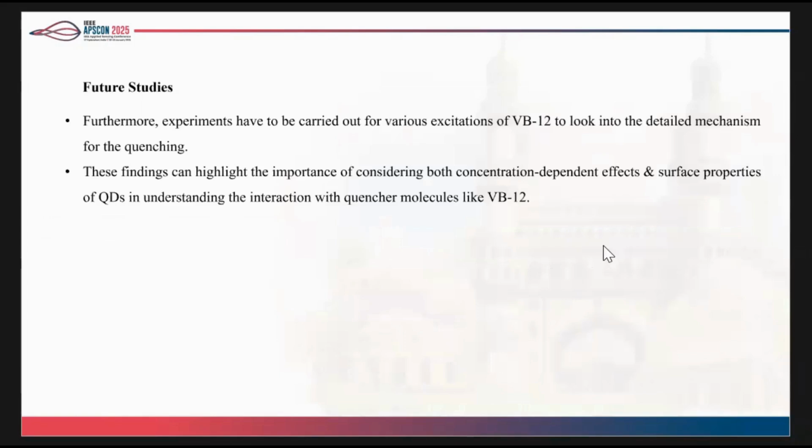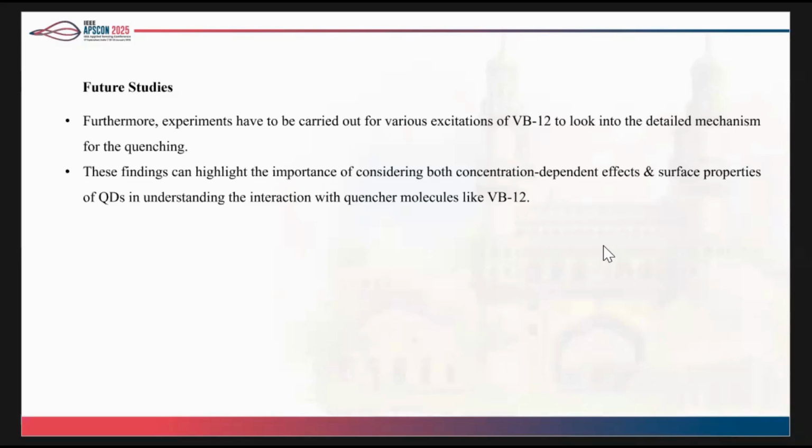There are further experiments to be carried out for various excitations, because all of this was done for a particular excitation of 361 nanometer, since the absorption peak is maximum at 361. But there is a shoulder peak around 510 to 540, which comes closer to the emission of the quantum dot. So there is a high tendency of energy transfer from the vitamin B12 to the quantum dot. Those further experiments are not included in this paper, so here I've only discussed the 361 peak.